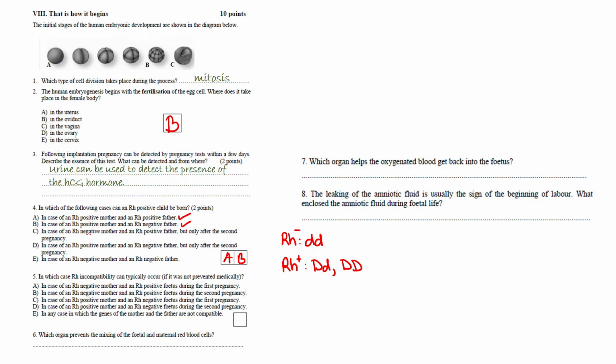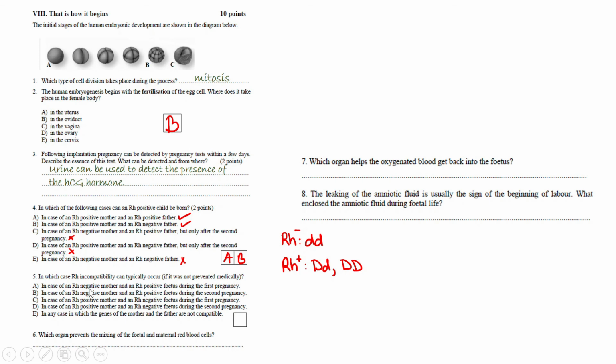If you look at the rest, Rh negative mother, Rh positive father, or after the second pregnancy, this has an important role when we are talking about Rh incompatibility. In case of Rh positive mother, Rh negative father, but only after the second pregnancy. Obviously, no. In case of an Rh negative mother and an Rh negative father, it is impossible.